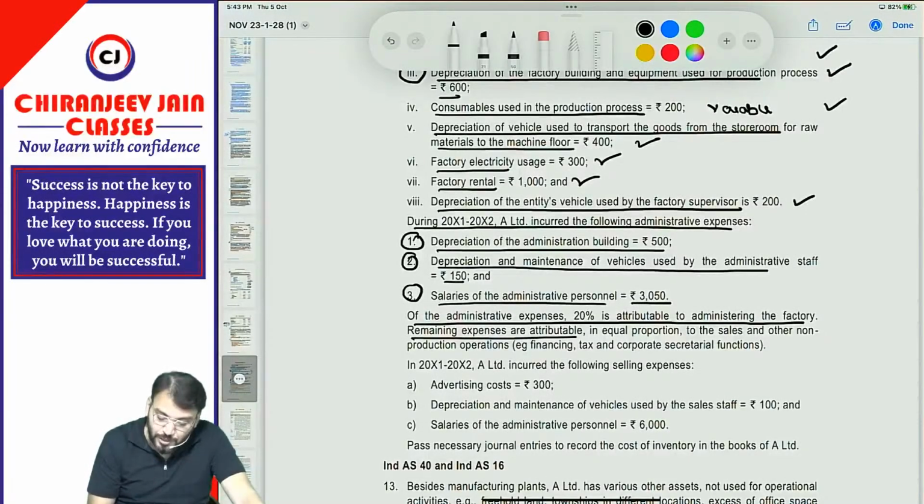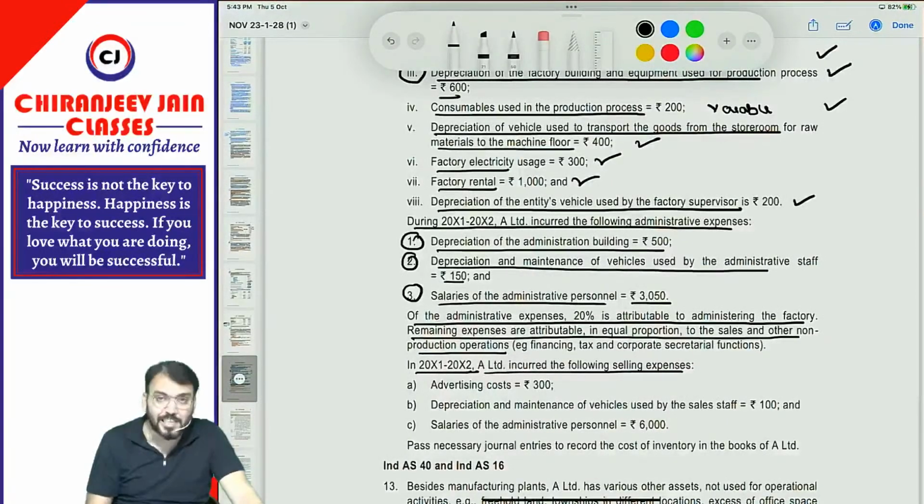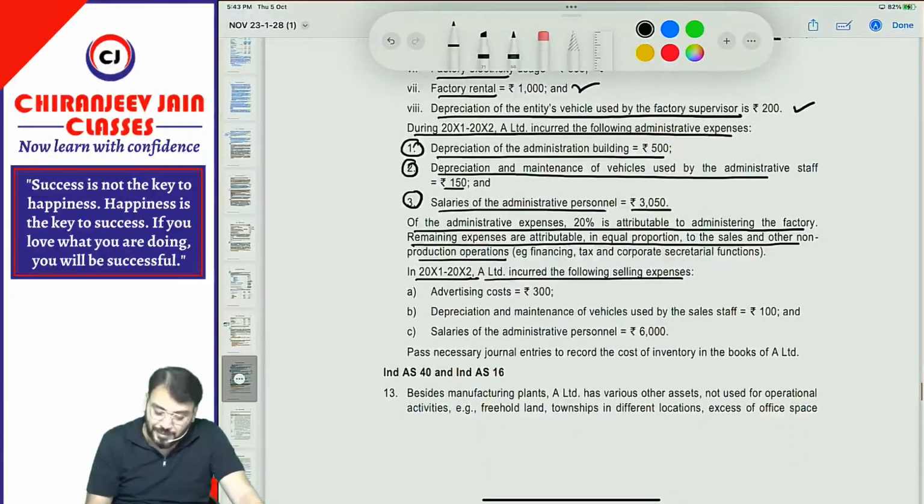Remaining expenses are attributable in equal proportion to the sales and other non-production operations. So remaining expense will not be added to the cost price of inventory. In 2001-2002, A Limited incurred the following selling expense. Selling expense will never be added. All three will never be added.